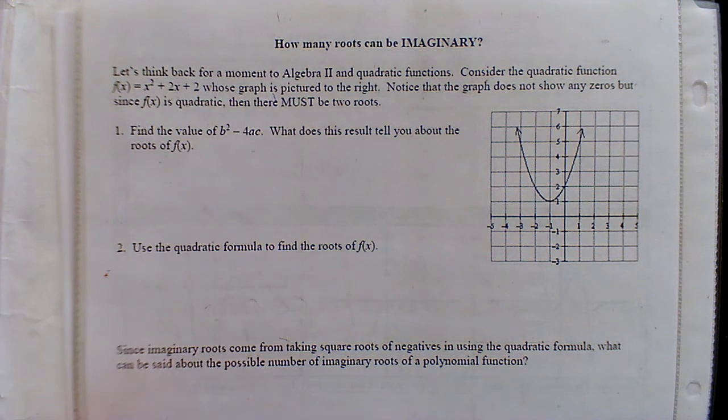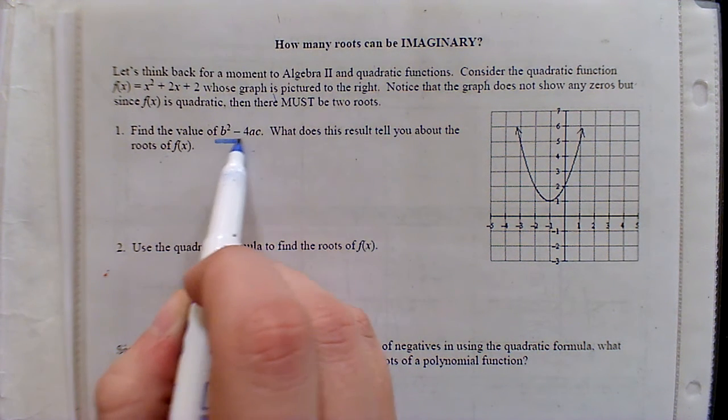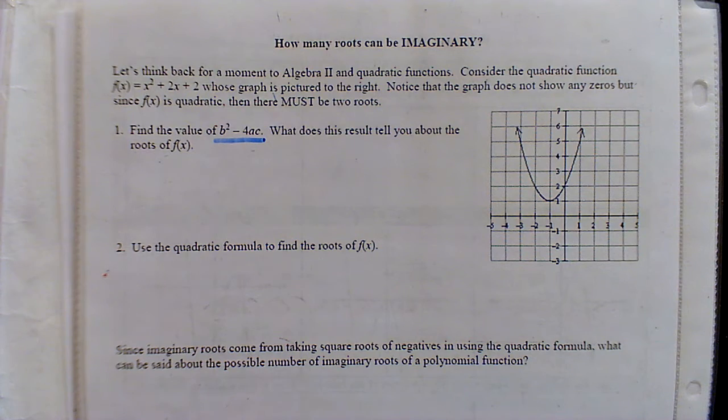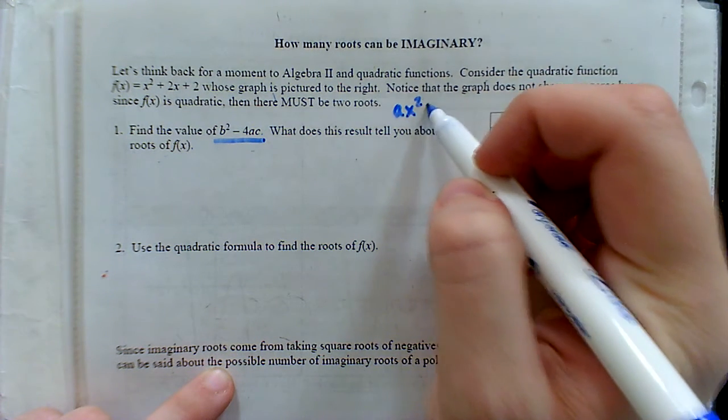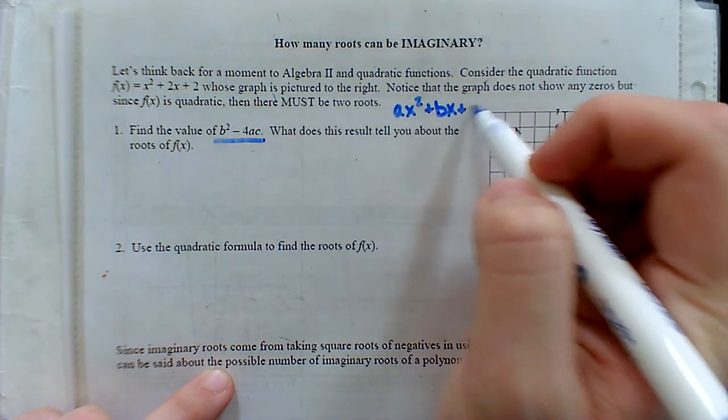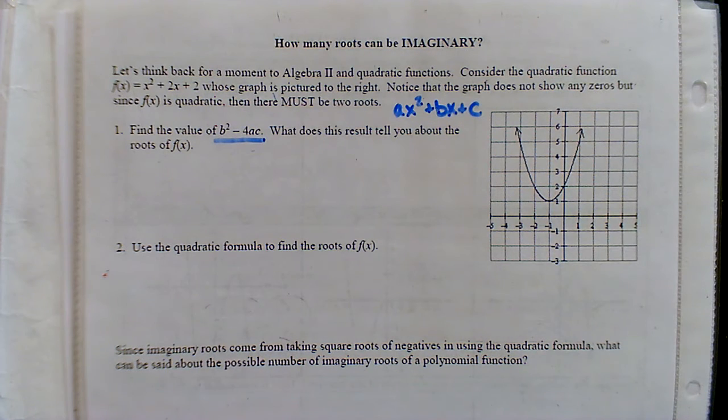So let's go ahead and check this out. We're going to figure out the value of b squared minus 4ac. Remember, for a quadratic, those a, b, and c are the coefficients in front of the x's.